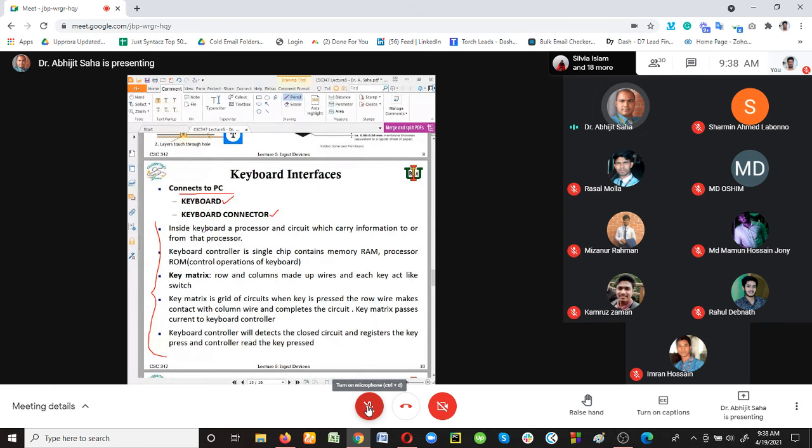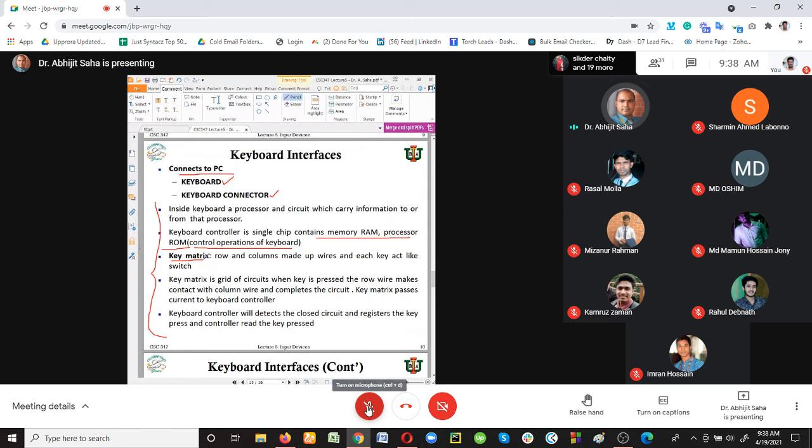So here it is a summary of what we have discussed till now. Inside a keyboard, you have a processor, and you have a circuit which carries the information to or from the keyboard processor. That is the circuitry we are talking about here. The keyboard controller is a single chip containing the RAM, processor, and ROM. These are the elements that control the operations of the keyboard.